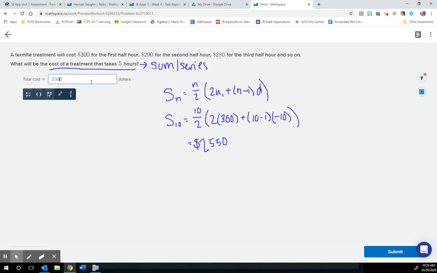Type it into Mathspace. Note that they already have an equal sign here and they already have dollars, so I didn't need to put either of those two. Submit. And we're good to go.